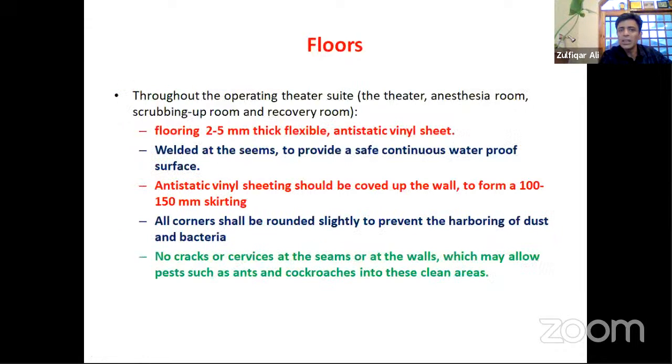Similarly, the floors should be around 2.5 millimeters of thickness. They should be anti-static, made of vinyl sheet, and they should cover up the wall around 100 to 150 millimeters as a skirting margin. And we should remember, this is not followed at many places, but in an ideal condition, all the corners in an operating room should be rounded so as to prevent harboring of dust and bacteria.